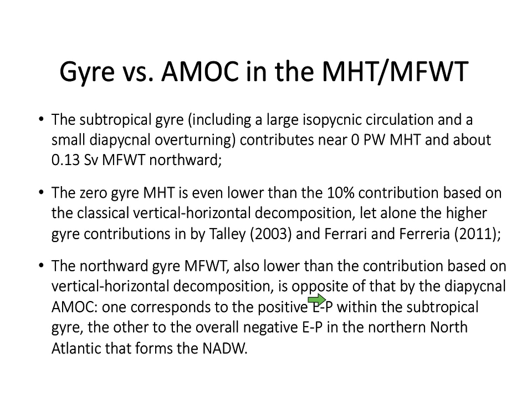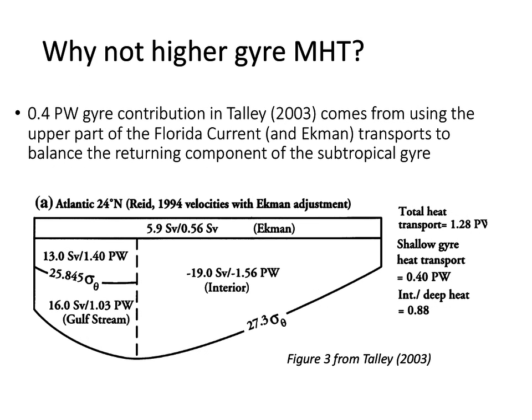And this is not surprising, because the gyre's freshwater transport corresponds to the positive evaporation minus precipitation within the subtropical gyre, while the AMOC contribution corresponds to the overall negative E minus P in the northern North Atlantic that forms the North Atlantic Deep Water. So they have very different dynamics. So why not higher gyre heat transport?